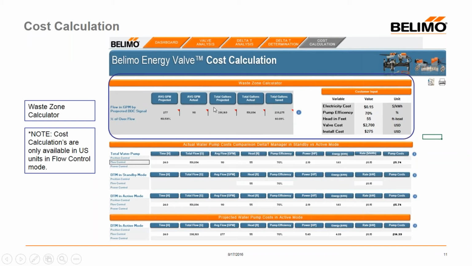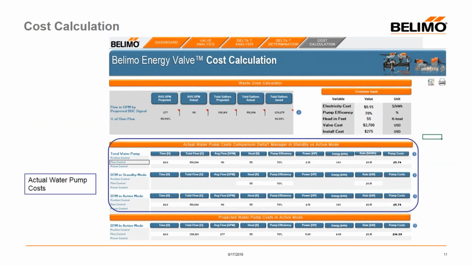So we had a total projected gallons of 335,000. We actually only flowed 158. So we had a 60% savings in pumping. So that's the waste zone calculator. That is what we would have pumped if we were not in control with the delta T manager.